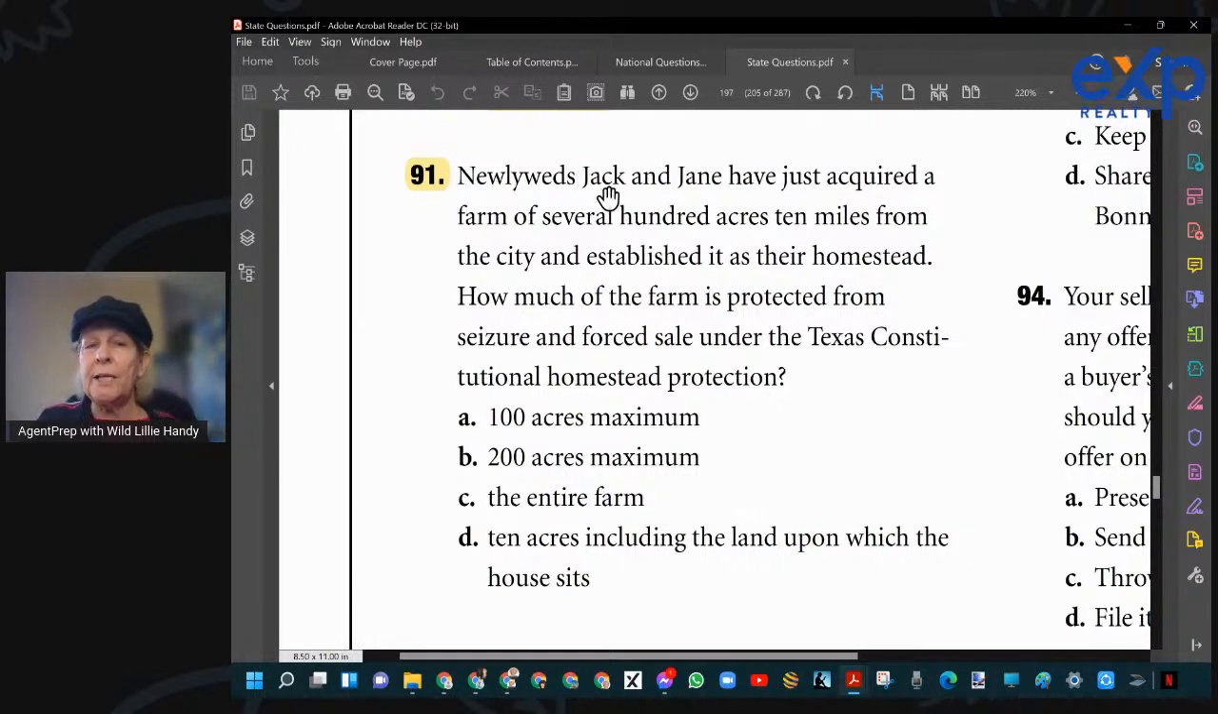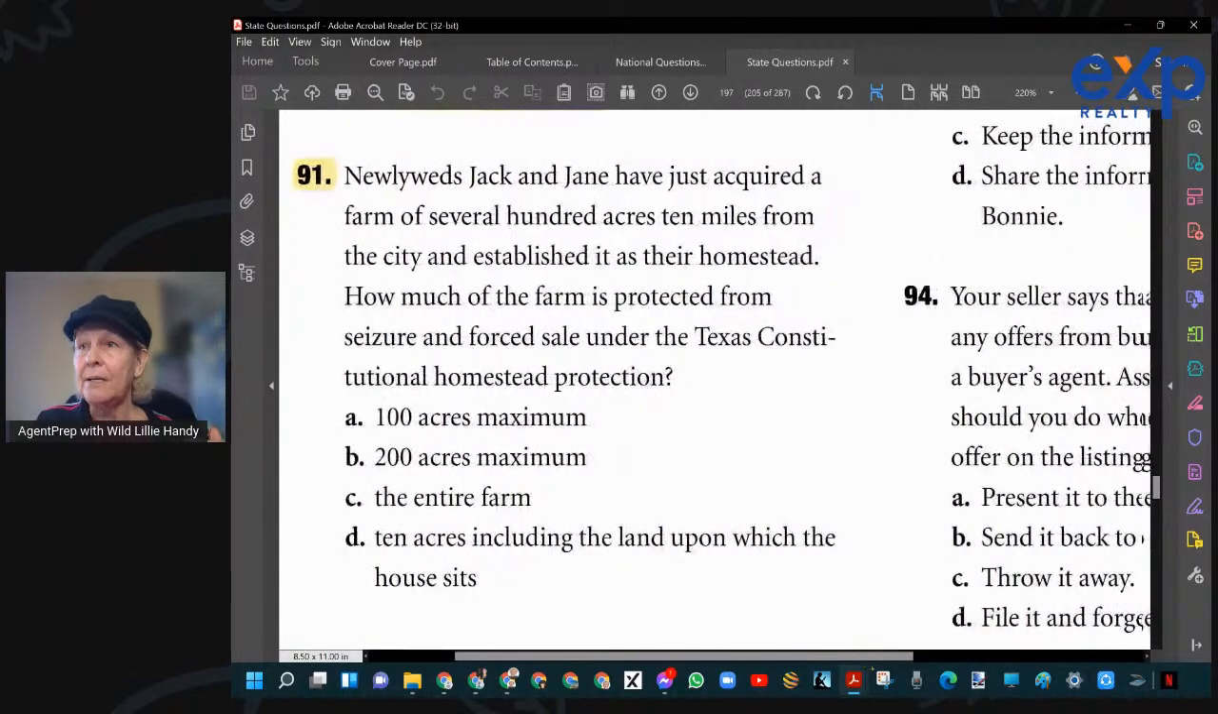If it was only Jack, then it would be 100 acres. But since it's married Jack and Jane, then it is a maximum of 200 acres. Thank you, Jen, for pointing that out. So now I explained two questions. Okay, you get that, Sandy?